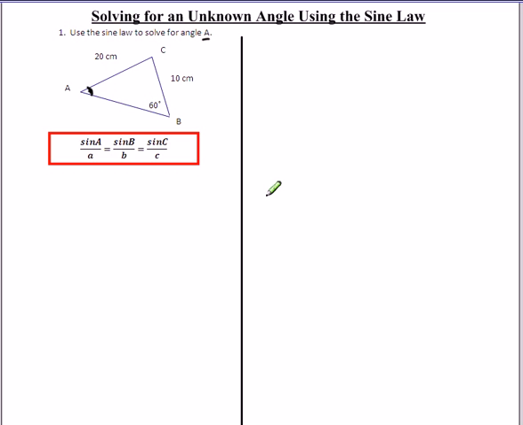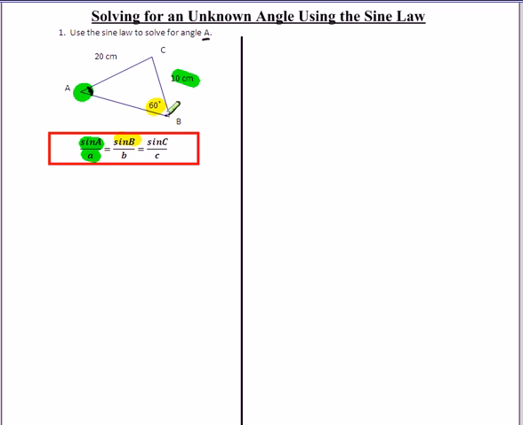This equation tells us that the sine of angle A, here's our angle A, divided by lowercase a. The lowercase a just means the side opposite to that angle. So in this case, to find the opposite side to the angle, we go straight across from the angle, and the side that we hit is our opposite side. So in this case, little a is 10 centimeters. This equals sine B, here's our angle B at 60 degrees, over little b.